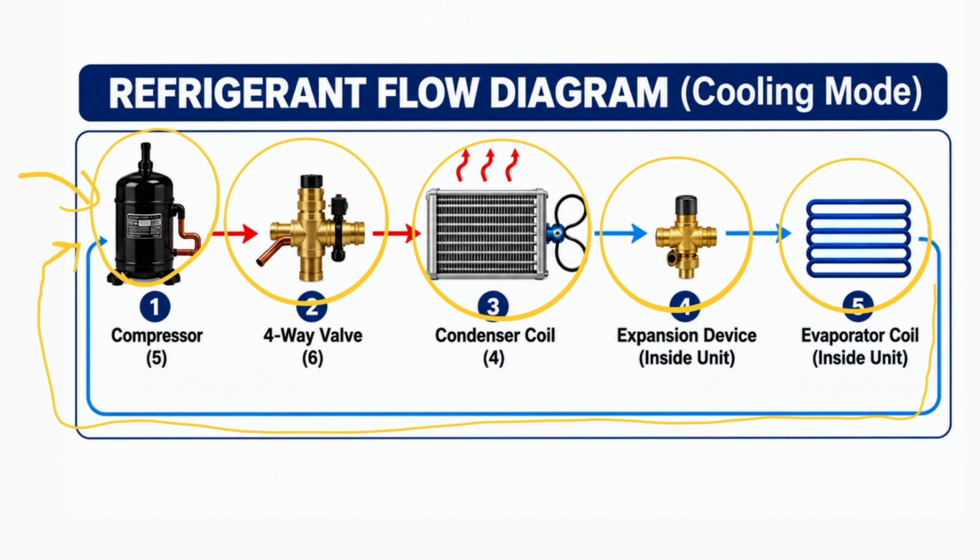It works like this again and again to make the refrigerant temperature go down. It's cool, and then it makes cool air to comfort the room. So this is the refrigerant flow of the air conditioner.